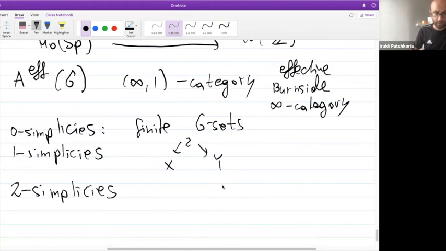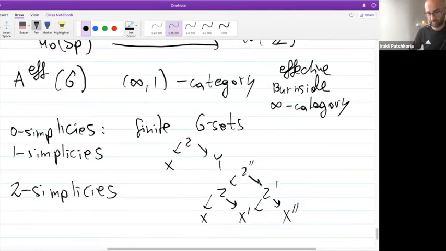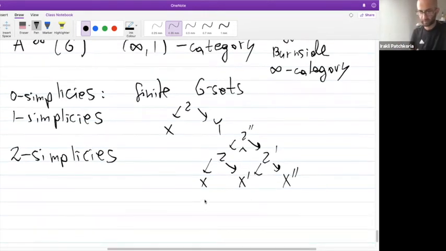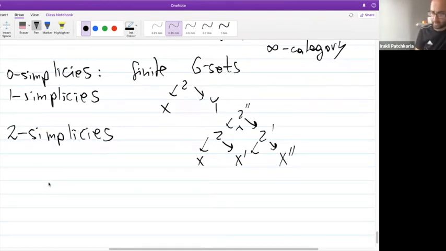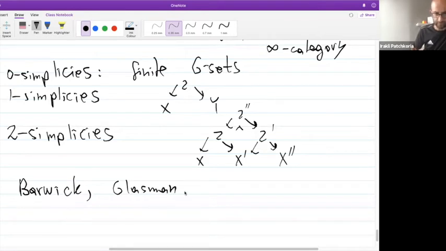Two simplices are something like this: you have something like that, and Z prime here, and here you have Z double prime. So this is a kind of double span, and this square is a pullback. And n simplices are defined similarly, looking at higher and higher versions, where every square is a pullback. So this is an infinity one category, and I should mention that Barwick has considered this, and also Glasman, Nardin, Shah and some others have written papers on this category.